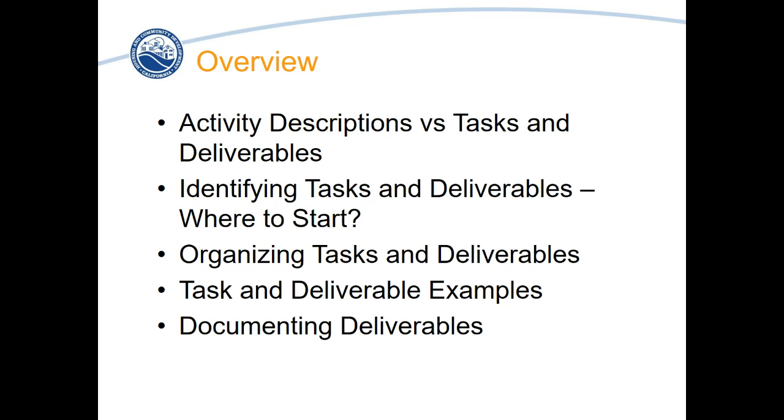A quick overview of what we're going to be looking at. We're going to talk a little bit about activity descriptions versus tasks and deliverables and how they're different. Identifying tasks and deliverables, where to start. Organizing your tasks and deliverables. Task and deliverable examples, and then documenting deliverables. I think just make sure everyone knows a deliverable is a product, or an output of the effort, and the tasks are the efforts that you take to get to the output.